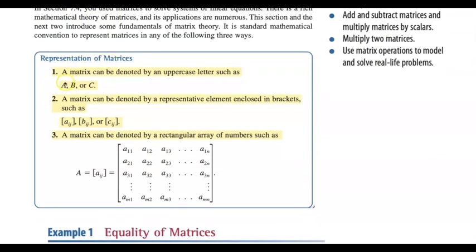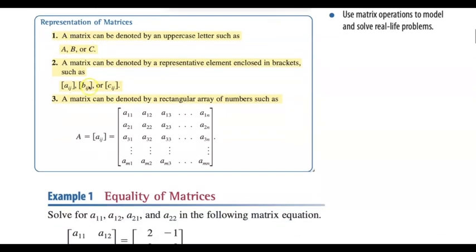You can represent a matrix by using capital letters. That's what we usually do. You can also represent an element of the matrix by letting us know what row and column it is. You want this element right there. You can say lowercase a, 1, 2, so we know it's that element.